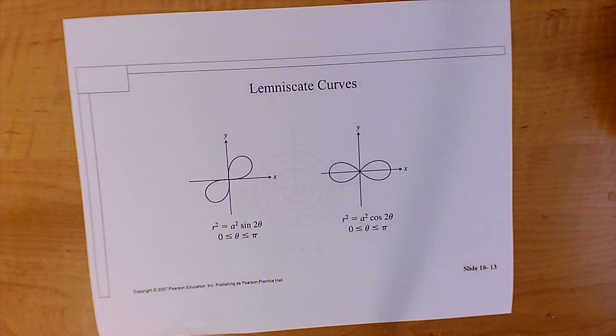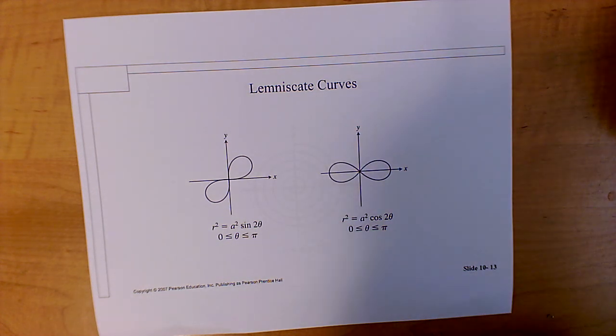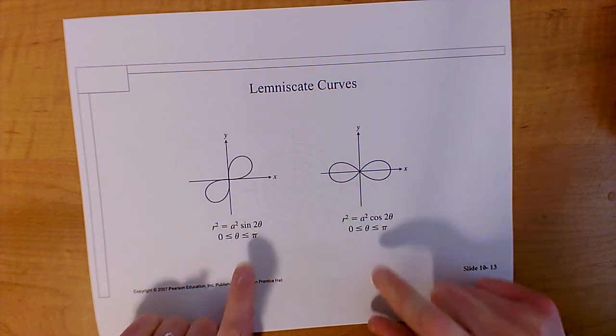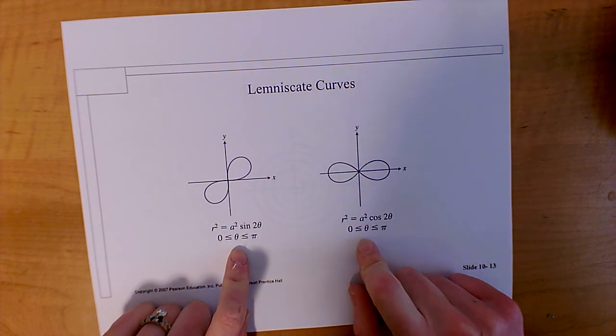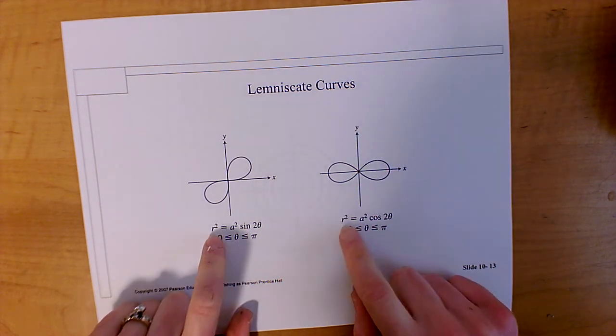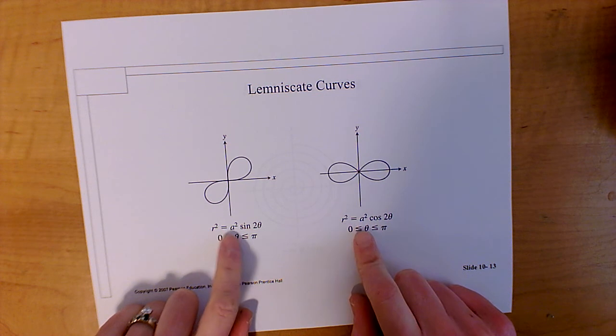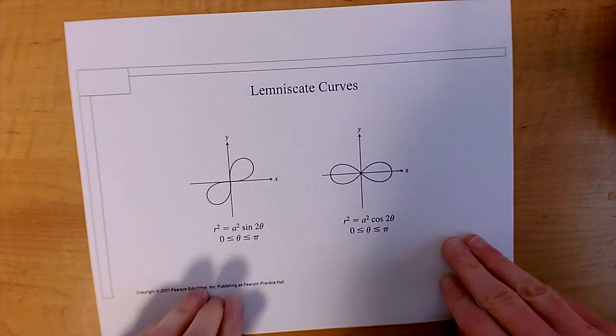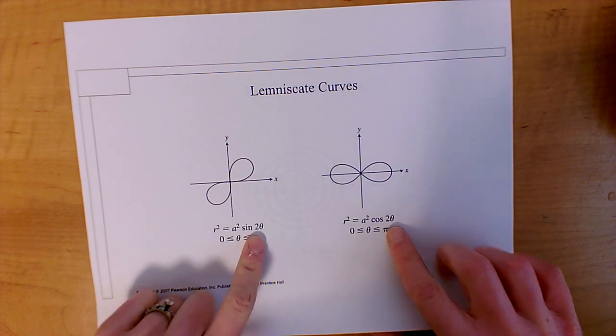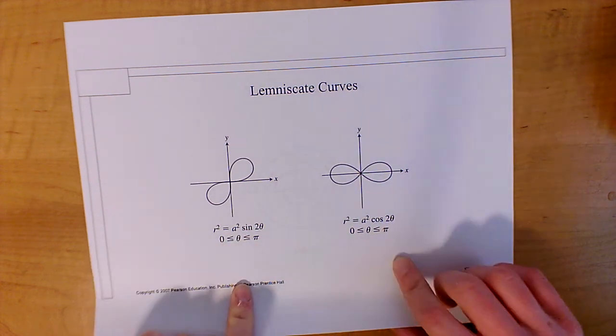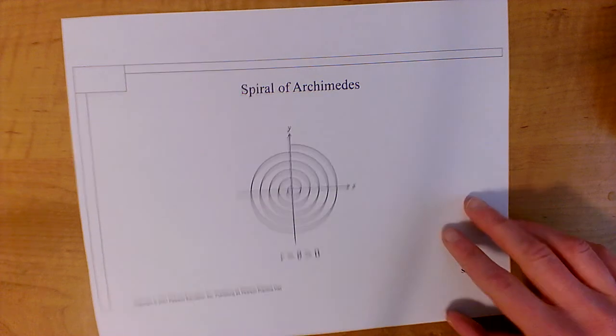And then we have the lemniscate curves. So you could have r squared equals a squared sine 2 theta, and r squared equals a squared cosine 2 theta. So in both cases your interval goes from 0 to pi, and how these are different from what we just saw, you have an r squared term here, and then your initial coefficient is a squared. And then also you've got this 2 theta there. Okay, so that makes things different.